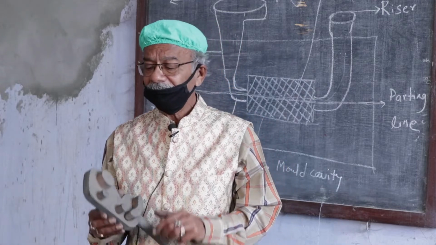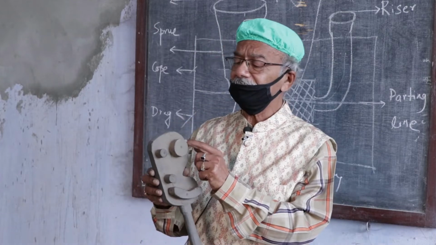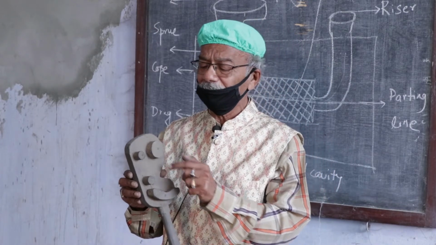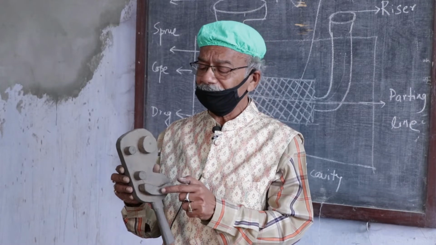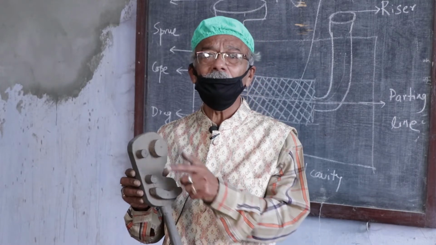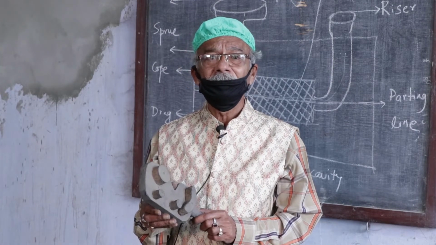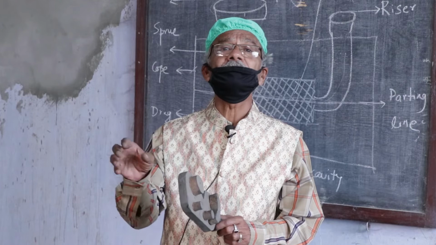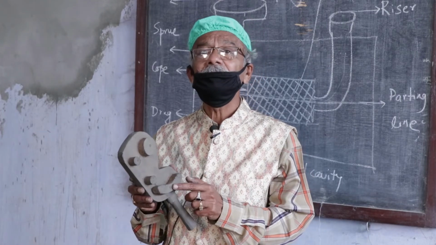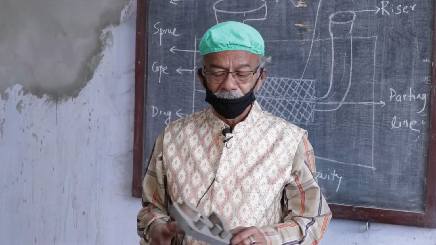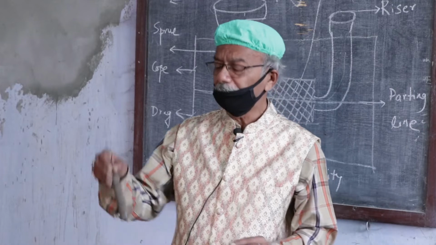So, the definition of core print: it is the added projection. It is not a part of the pattern, rather it is an added projection on the pattern. The function of the core print is to locate the position of the core as well as to hold the core. So, all these four are core prints, and this is the core.